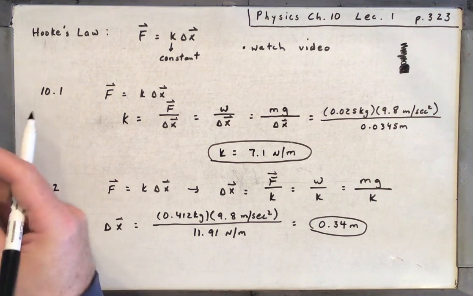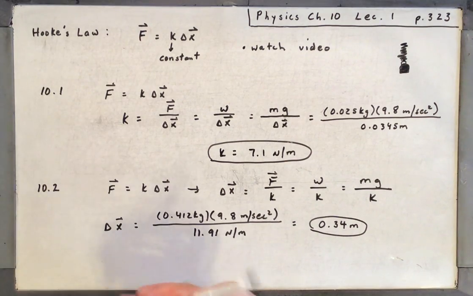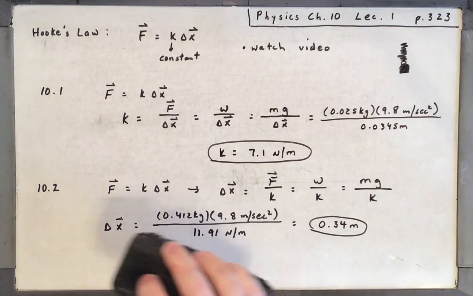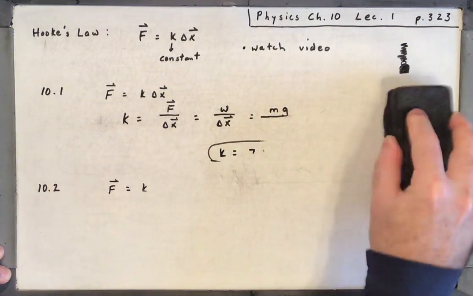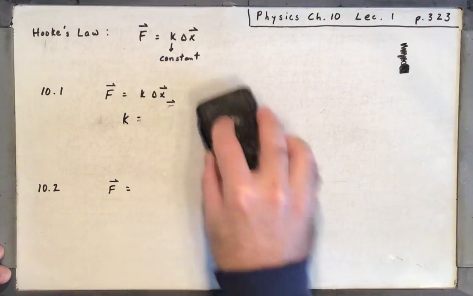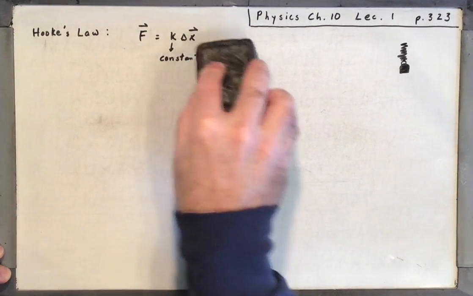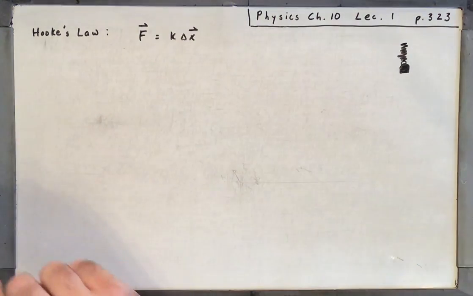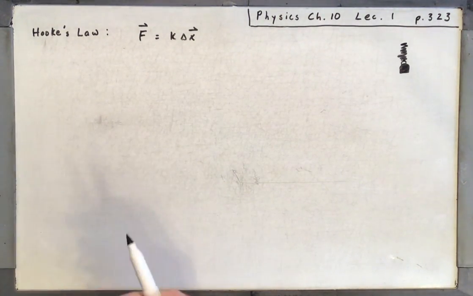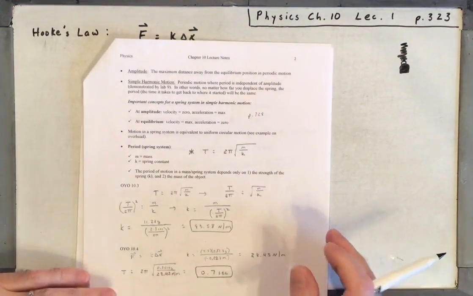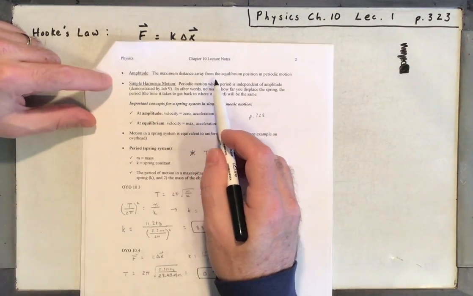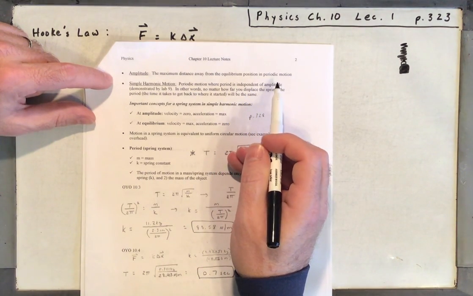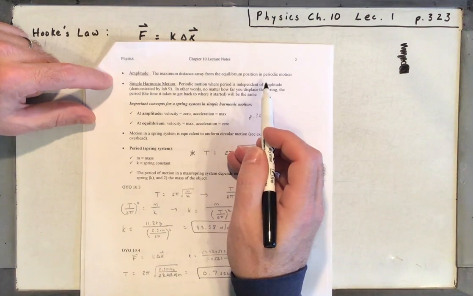All right, so that's just some basic problems concerning Hooke's law. All right, let's turn to the next page of your notes. We'll leave Hooke's law there, and the next concept is amplitude on your notes. So that's the maximum distance away from equilibrium position in periodic motion. So again, it's important that you watch the video that I linked to in the description box.